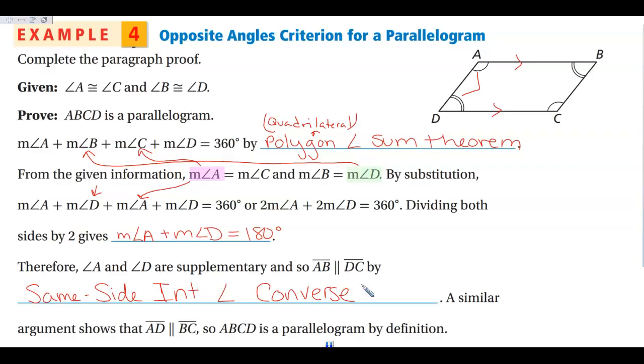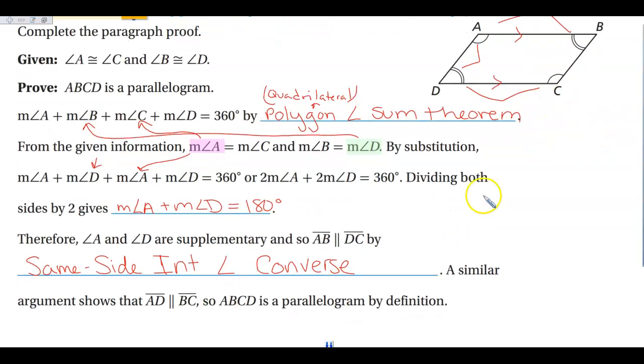We would go back and do that exact same thing again, except, actually, no, I lied. I would want A and B, to show that these two are supplementary. Or I could do D and C, and that would give me that my other sides are parallel. So it's a repeated statement and a repeated argument. We can say a similar argument shows that those two sides are parallel.